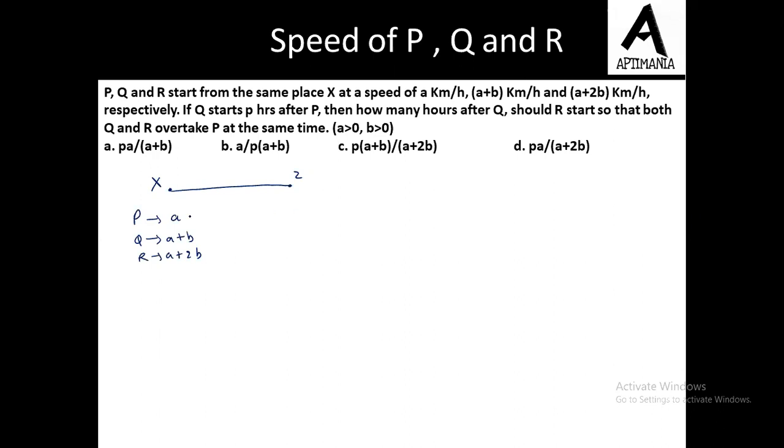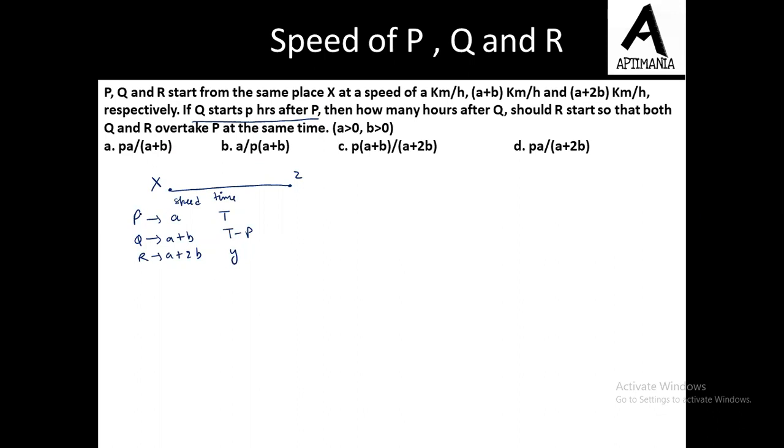Now, let us assume that the time taken by P to cover this distance XZ is T hours. So, this is basically speed and this is time. Now, it is given in the question that Q took P hours less than T. So, the time taken by Q is T minus P hours. Q starts P hours after P, right? And let us assume that the time taken by R is Y hours.